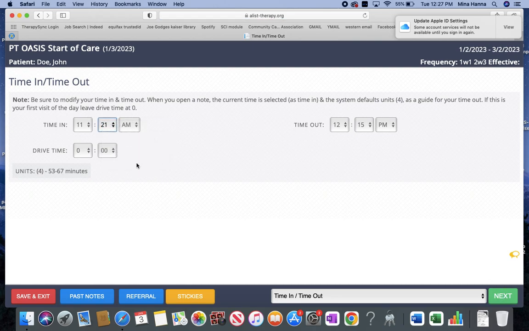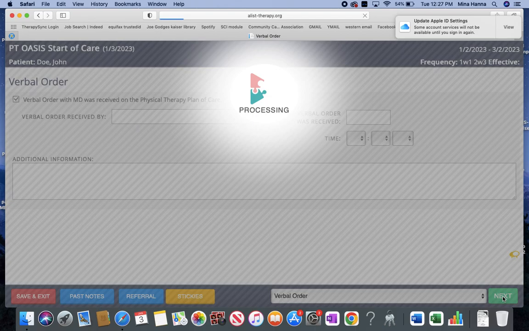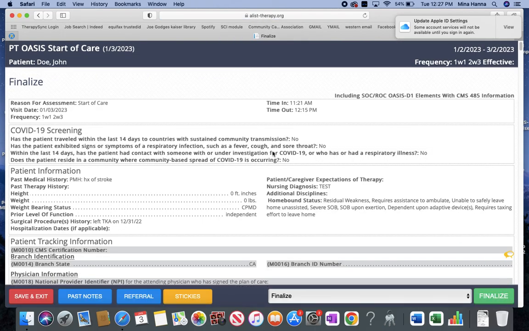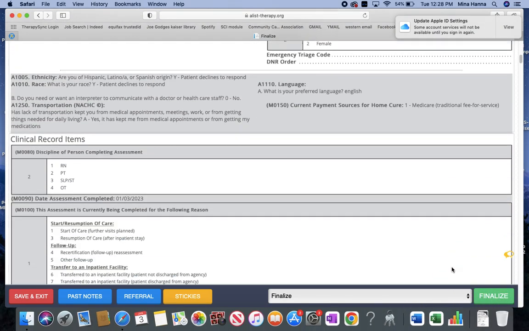So if you were there at this time, then great. You can just push next. If not, you edit it. Verbal order, you don't have to do anything here. You push next, and then you go into here, and this is going to be now your last screen. I've done everything accordingly, so I can finalize my note. If I left something blank, it will be in red right here, and this button will not be green. I would not be able to finalize the note.